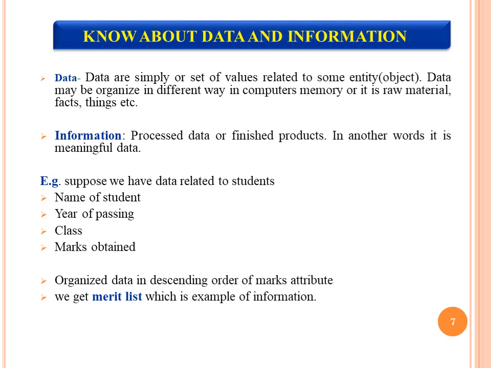You just organize the data in the descending order of the marks attribute. Descending order means the student who scores more occupies the first place, then the second place. So you will get the meaningful information, or you will get the merit list, and this is an example of information. So information is meaningful data, processed data, or the finished product. But simply data means values, the set of values.